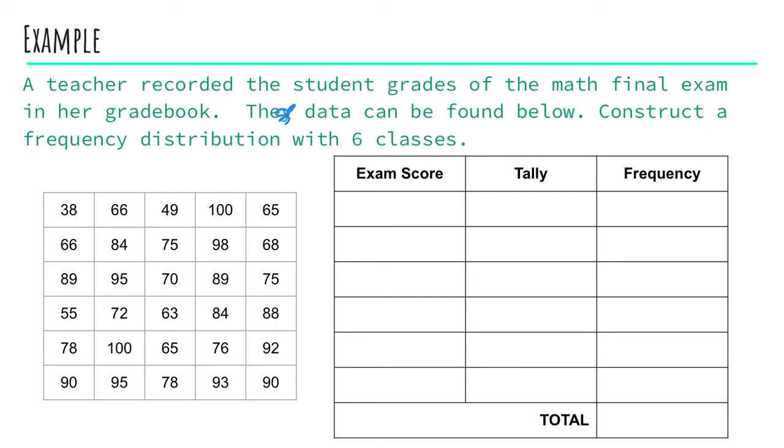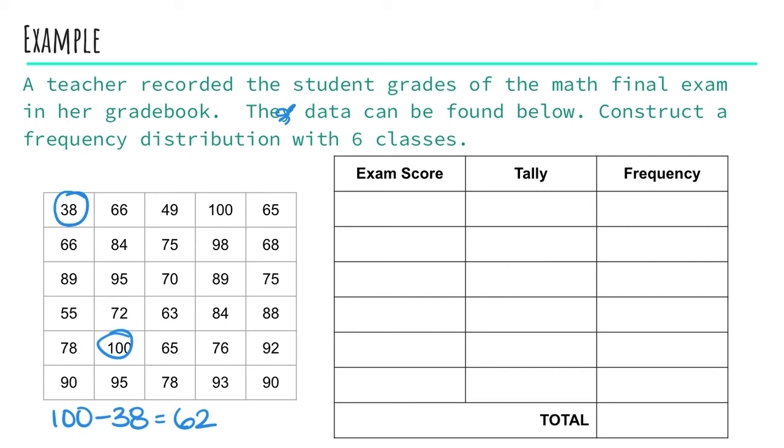All right, so we know we want 6 categories, so we need to figure out what our class width is going to be. What I want to do is find what my lowest value is, and I can see that my lowest value is 38, and my highest value is 100. So I'm going to subtract my highest minus my lowest to find my range. All right, so I know my range is 62.